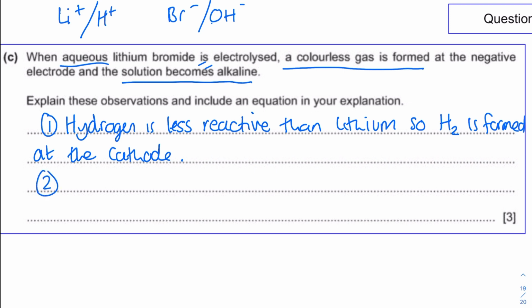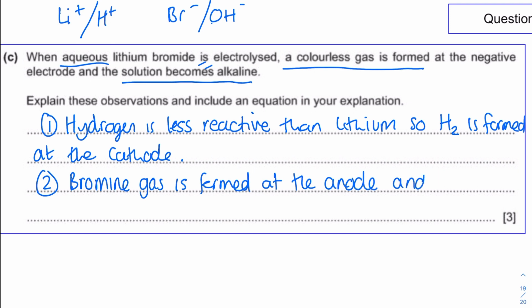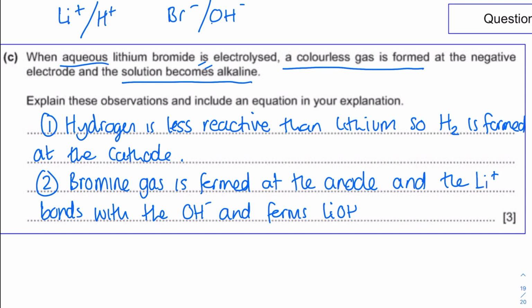Observation 2, the solution becomes alkaline. The reason why the solution becomes alkaline is because the bromine gas is formed at the anode, and the lithium bonds with the hydroxide and forms lithium hydroxide, which is an alkali.